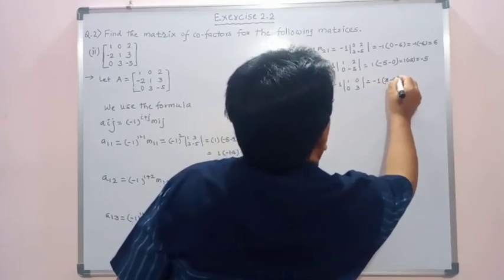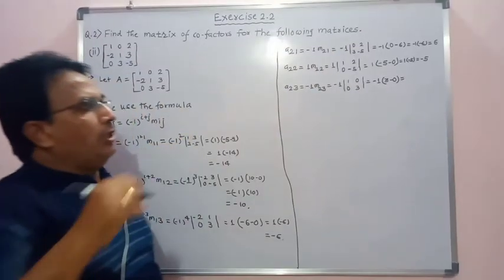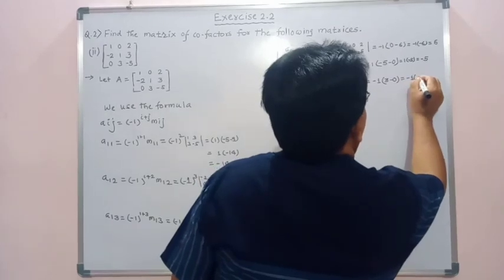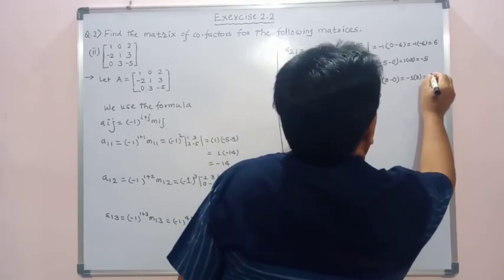0 into 0 is 0. Minus 1 into 3 minus 0. Therefore, minus 1 into 3 minus 0 is 3. Minus 1 into 3 is minus 3.